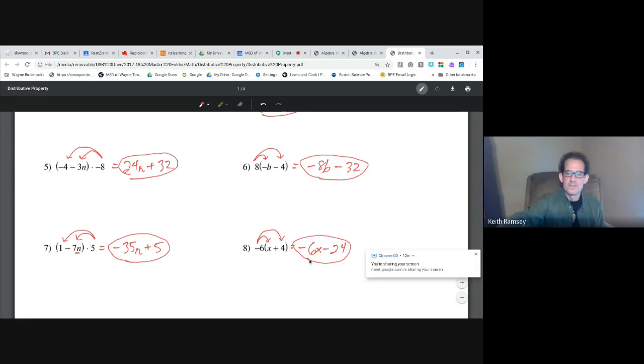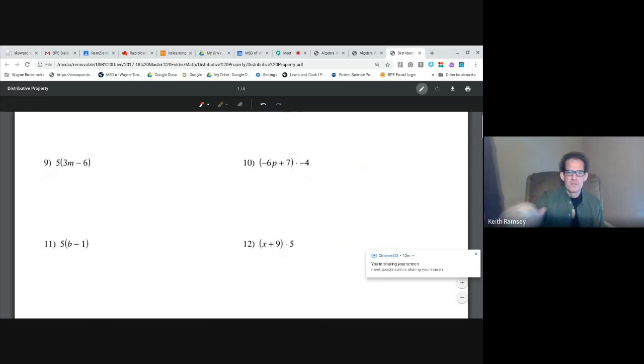Okay, let's look at a few more. For number 9, I have 5 on the outside, so positive 5 times 3m. They're both positives. It's positive 15, and there's 1 m there, 15m. 5 times -6. Now I've got a positive times a negative. The signs are different, so I write a negative sign, -30. I check for like terms. There's an m here, but not over here, so it's simplified.